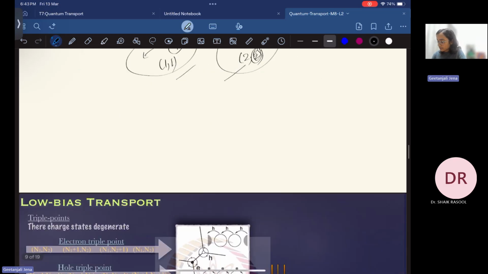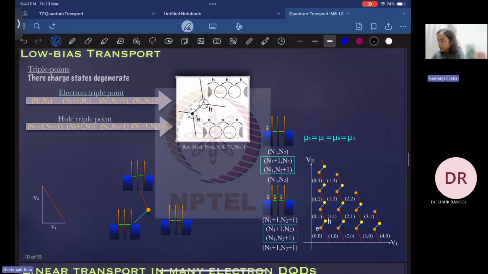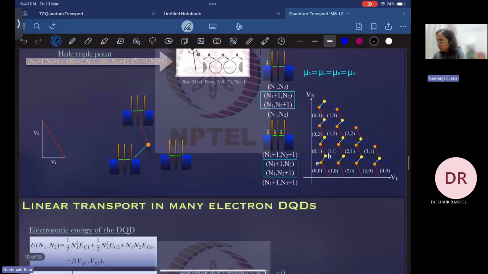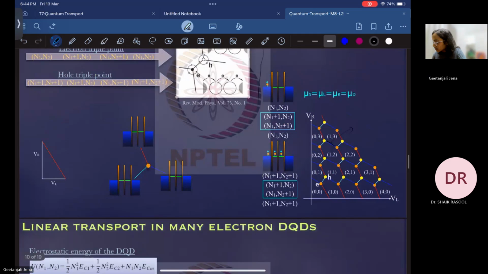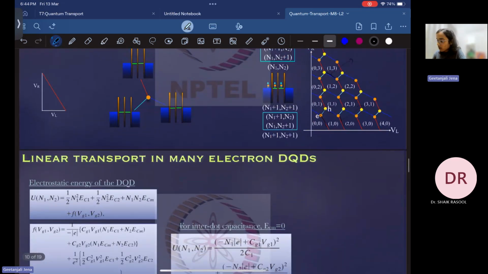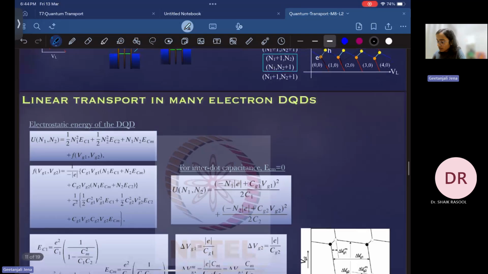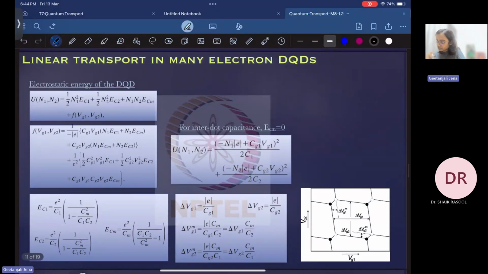Now for the second case, this part I have already covered, so there is no need to go into the details. We'll see what these lines are referring to: blue, green, and red lines. These lines are significant in the higher bias region. We'll see what they refer to and how they affect the charge transport. But for now, these are some of the mathematical formulations.